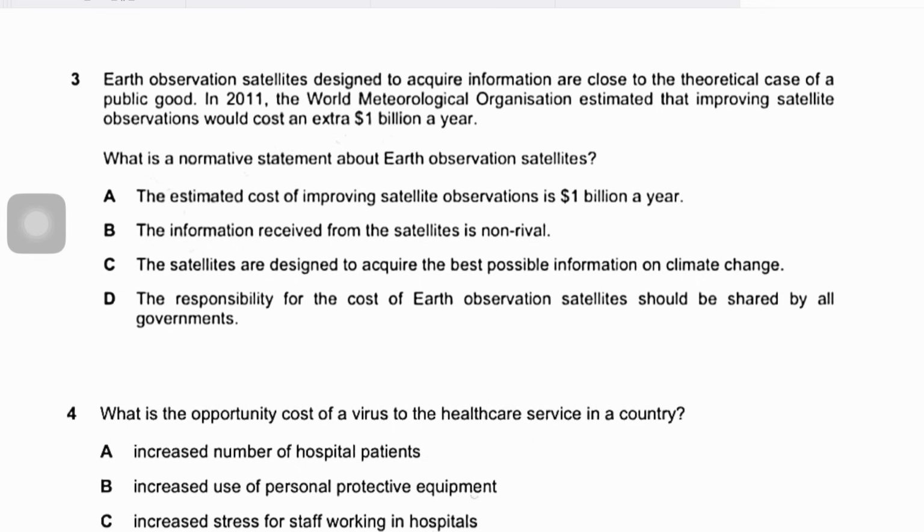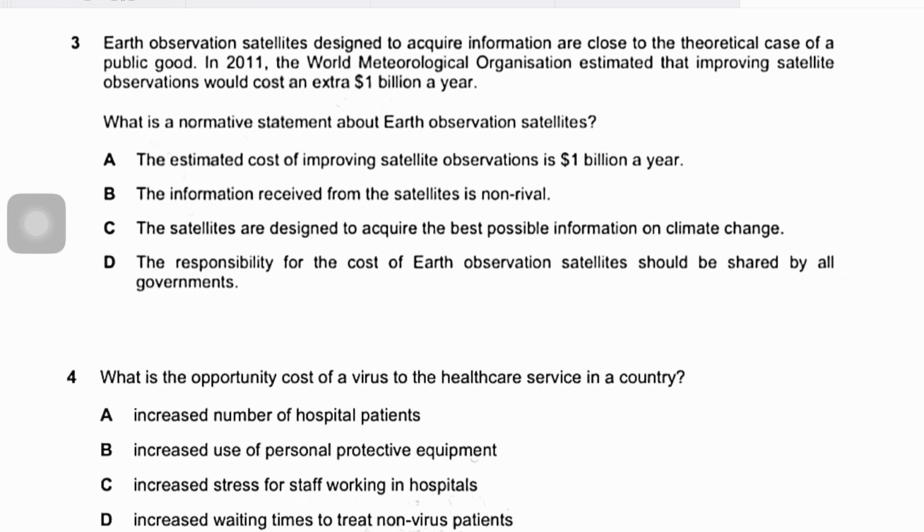And so if you look at the first option, let's say it says the estimated cost of improving satellite observations is 1 billion a year. Now this is a positive statement, as we can verify this information. It can be objectively verified. Now if you look at option B, the information received from satellites is non-rival. This is also a positive statement, as it is describing the characteristic of the information provided by satellites, and it could also be objectively verified through evidence.